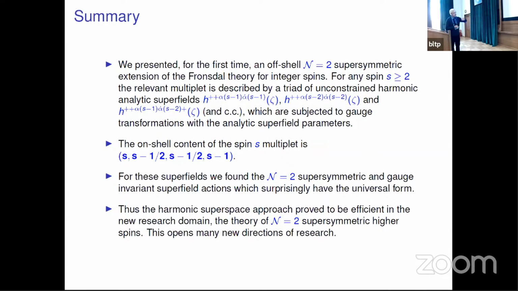Summary. We presented an off-shell N=2 supersymmetric extension for the theory of integer free spins. For any spin, the superfield content is known. It is just this set of analytic superfields. And for all these cases, we found N=2 supersymmetric gauge invariant actions, which have a universal form for any S. So harmonic superspace proved to be a very efficient tool in the case of N=2 supersymmetric high spins as well. And this opens many new directions of research, some of which are given here.